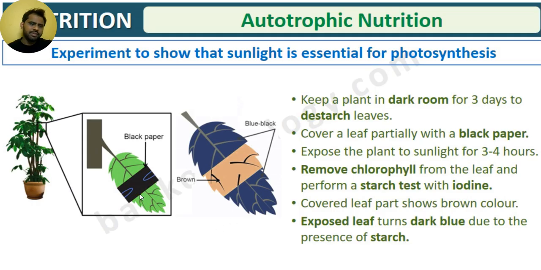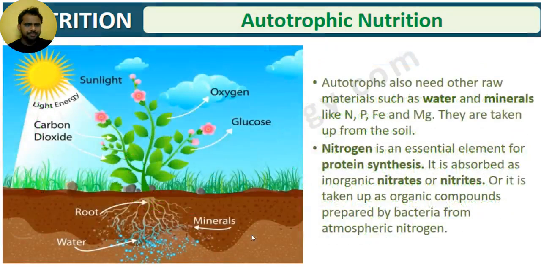So what has happened? You covered this part. The remaining part has performed photosynthesis. It has made food for itself. The starch test is done on it. Iodine is put. It has turned blue. This part was not able to perform photosynthesis. It has not made food. It has remained brown. That's it. This experiment is used for determining that sunlight is essential for photosynthesis.